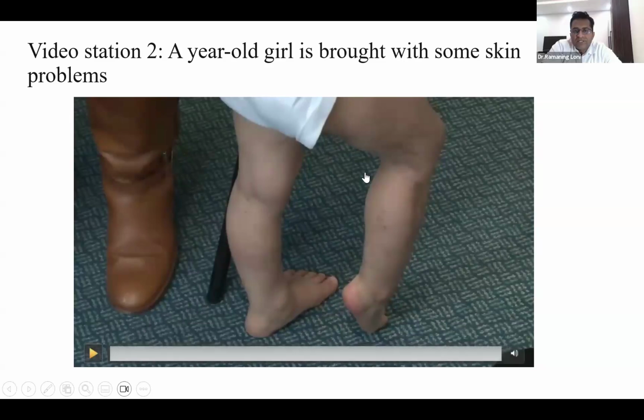Limb length discrepancy is like asymmetry you might expect in the exam. You might see it in cases of neurocutaneous syndromes and these things.